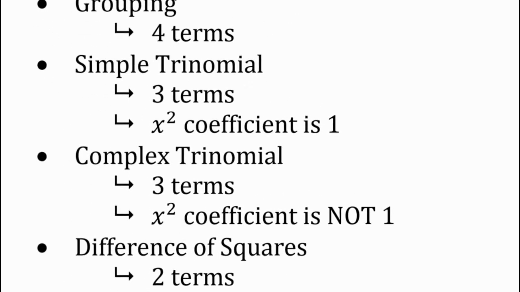Simple trinomial and complex trinomial. And simple trinomial has 3 terms because it's a trinomial. And the key to it that makes it different from a complex trinomial is the coefficient of the x squared term is 1. Okay, that's what makes it a simple trinomial compared to a complex trinomial. Notice complex trinomial, 3 terms, but the x squared coefficient is not 1. Okay, so it's got some number in front of it.